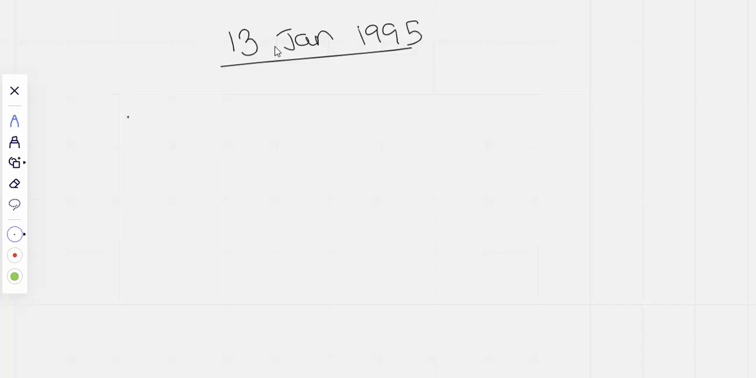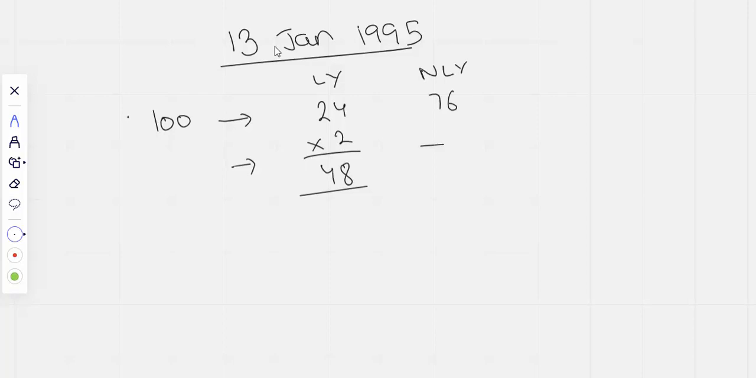For finding this day, what is the first rule? First we'll find how many odd days there are in 100 years. In 100 years, the number of leap years will be 24 and the number of non-leap years will be 76, because 100 is not a leap year. If you multiply the leap years by 2, you get 48 odd days, and if you multiply the non-leap years by 1, you get 76 odd days. So the total odd days for 100 years is 48 plus 76, divided by 7.